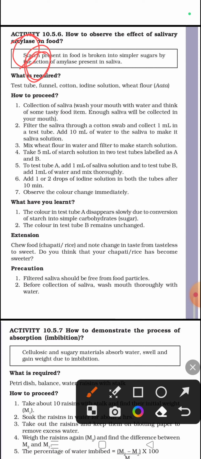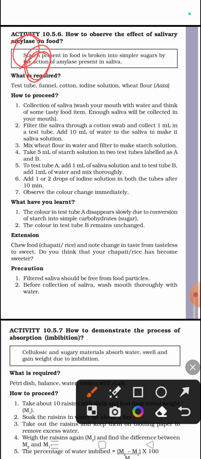Collect saliva: wash your mouth with water and think of some tasty food item. With the saliva collected in your mouth, filter it through a cotton swab and collect 1 ml in a test tube. I already told you that starch can be tested with the help of iodine solution.